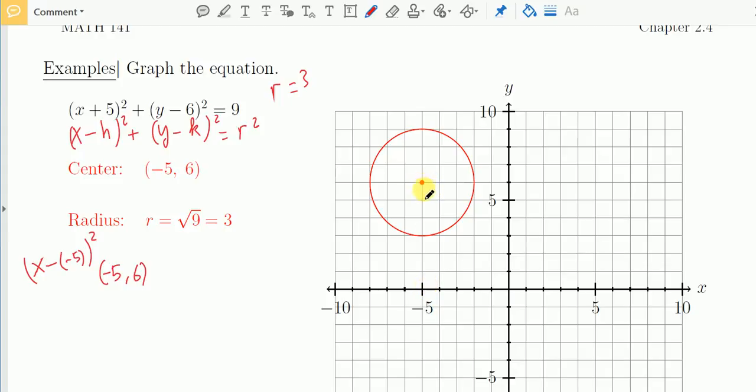So here, the radius is 3. So from here, I go 3 units to the right, to the left, to the top, to the bottom, and then draw the circle of the radius 3. Very easy. As long as you convert the equation into the standard form, then you can identify the center and the radius, then you can draw the circle easily.